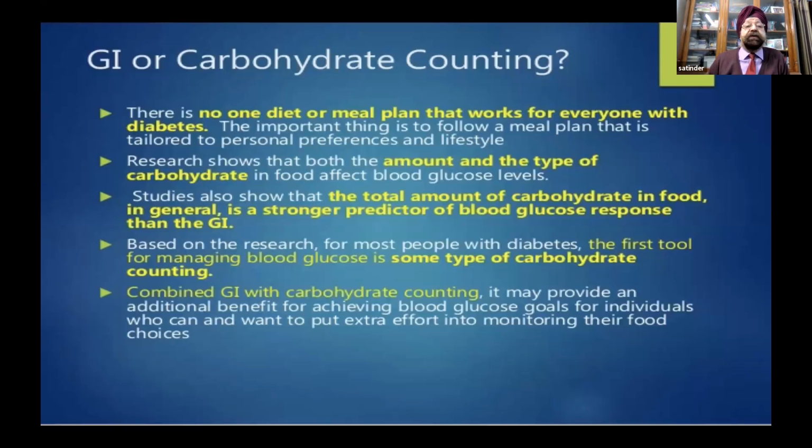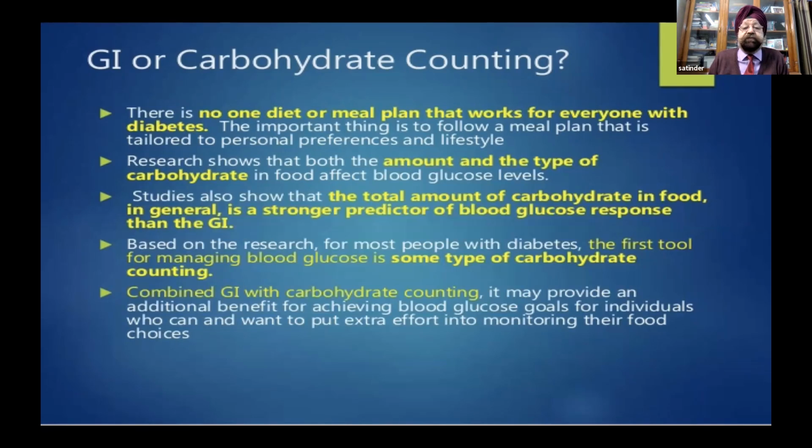Now, GI or carbohydrate counting, there is no one diet or meal plan that works for everyone. For diabetes, the important thing is to follow a meal plan that is tailored to personal preferences and lifestyle. Research shows that both the amount and type of carbohydrate in food affect blood glucose levels. The amount is glycemic load, the type is glycemic index, and studies also show the total amount of carbohydrate in general is a stronger predictor of overall blood glucose profile than the GI.